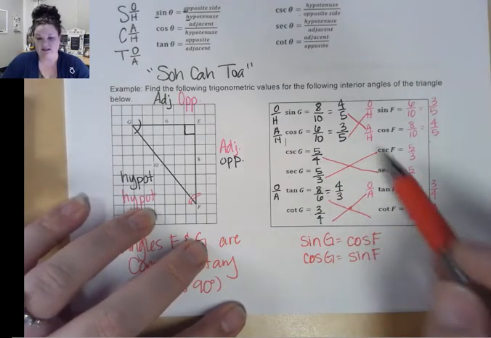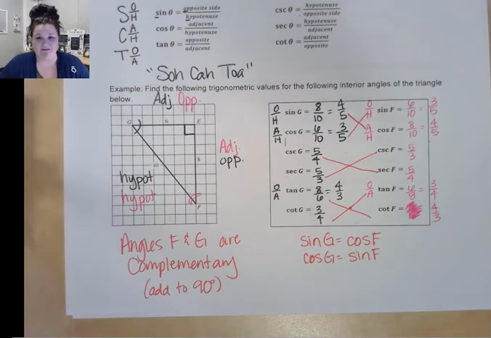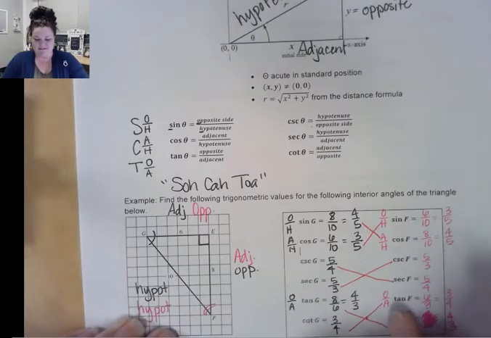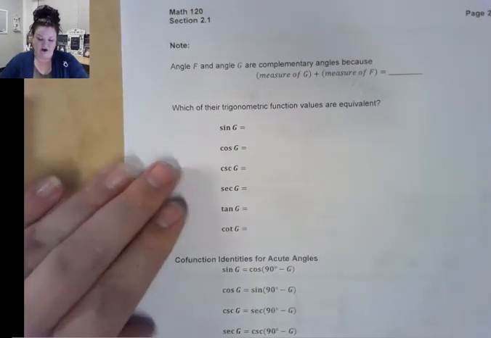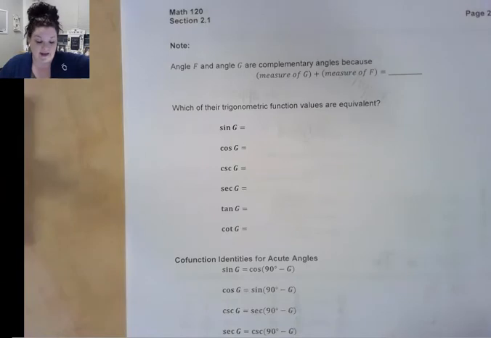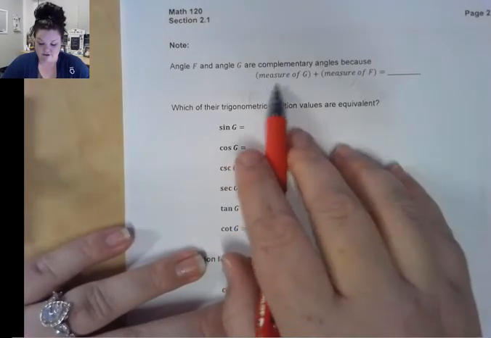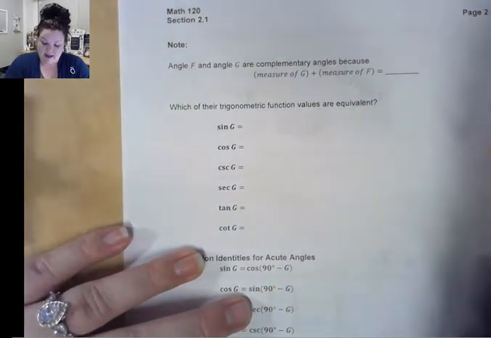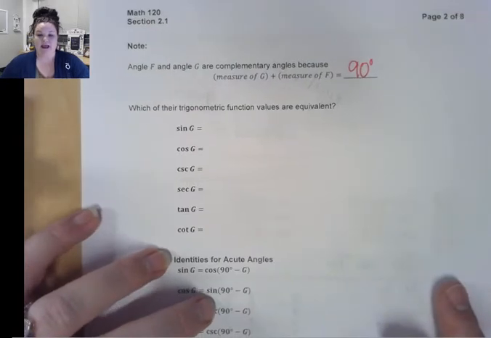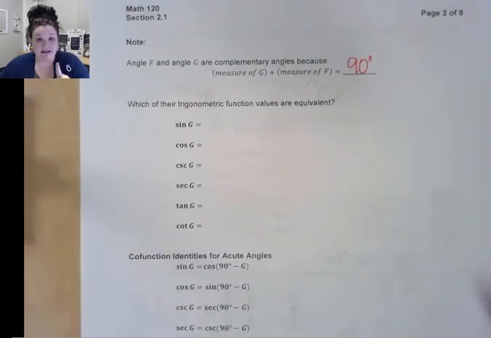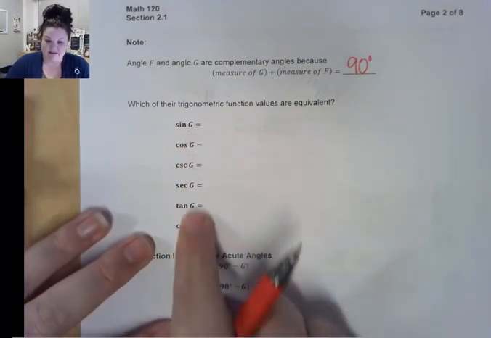Now, instead of just leaving these X's and expecting you to remember what that means, I'm going to write it all on the next page, okay? So let's go to the next page where we have this all written out. So angle F and angle G are complementary angles because the measure of G plus the measure of F add up to 90 degrees, okay? So only if they add up to 90 degrees, only if they're complementary, then we have these neat relationships.